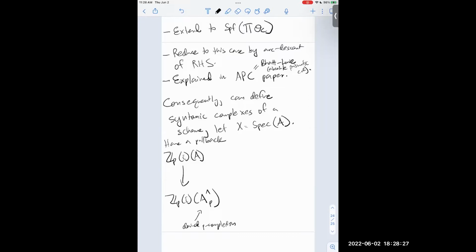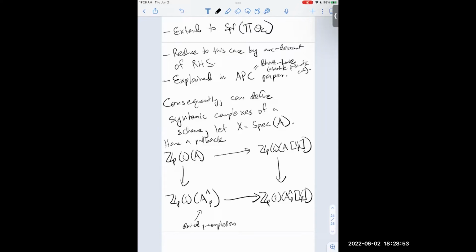So this is now a P-complete object. So this is something that fits into the previous formalism. ZP of I of A adjoin 1 over P: this is the usual étale cohomology of A where you've inverted P. And this maps to ZP of I of A P-completed, invert P. Again, that's the étale cohomology of this ring.